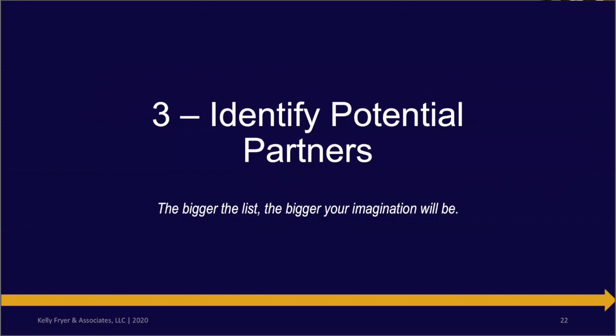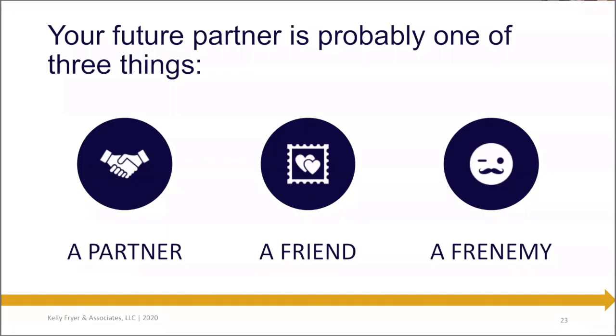And I encourage people to make the biggest list they possibly can of potential partners, because the bigger the list is, the bigger your imagination will be. The truth is that your future partner is probably already a partner, an organization that you share services or funding or grant writing or staff with, or a friend, somebody that you maybe aren't in mutual programming, or you're not necessarily working with them, but you're friends.